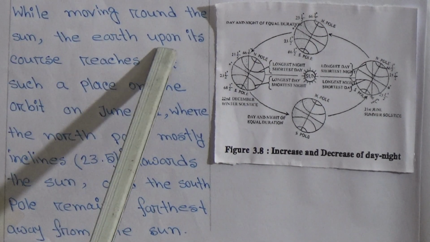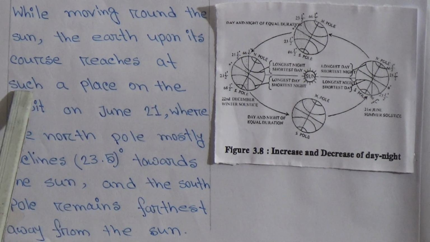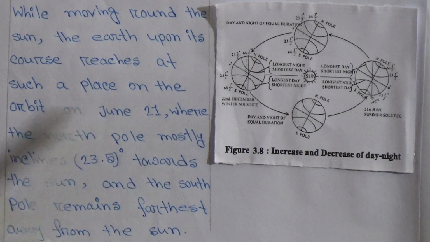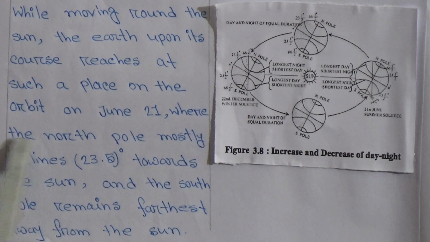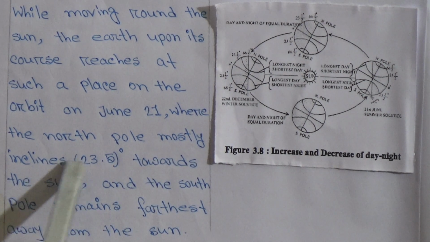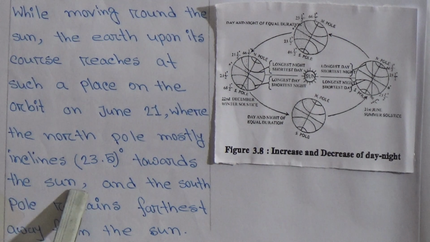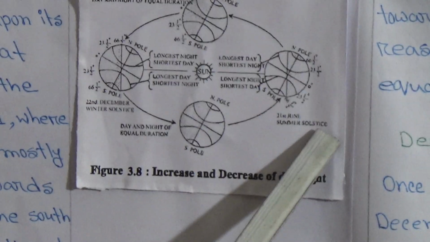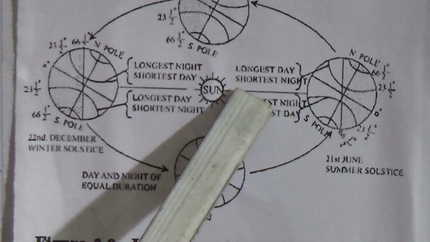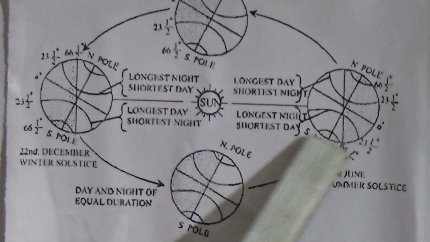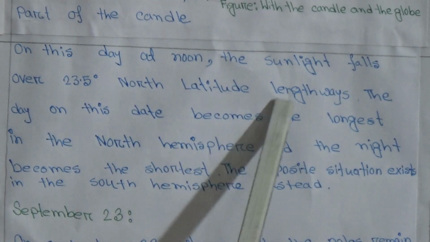First, June 21. While moving around the sun, the earth on its course reaches such a place on the orbit on June 21 where the North Pole is most inclined, 23.5 degrees towards the sun, and the South Pole remains farthest away from the sun. Look at the picture, students. June 21, summer solstice: North Pole, longest day and shortest night; South Pole, longest night and shortest day.